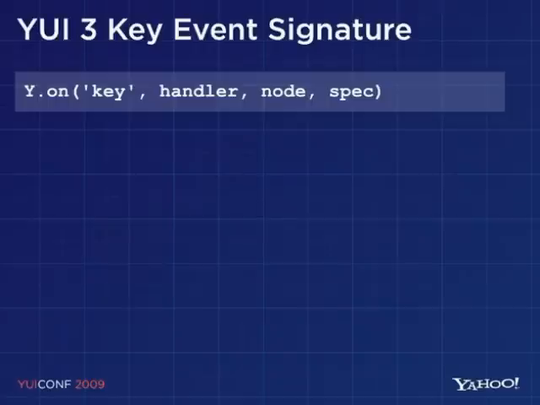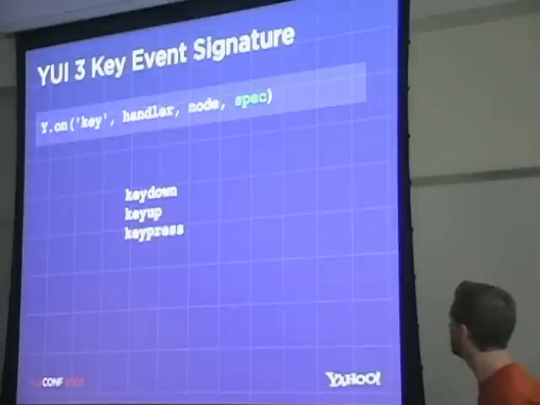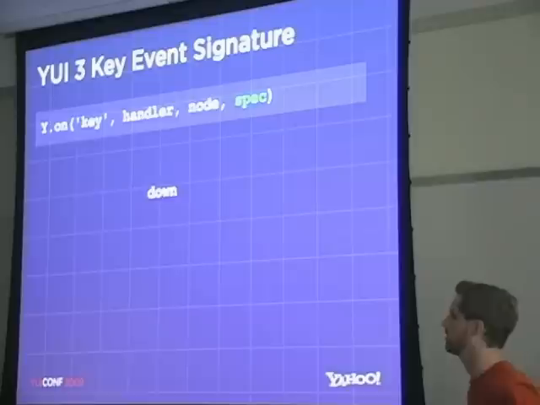When you're using this specification, the first thing you want to decide is what type of event am I going to be listening for? Keydown, keyup, keypress. And once you make that decision, you can just omit the key prefix. And we've settled on keydown for the sake of this example. So we're going to listen for keydown. We're just going to start off with that.